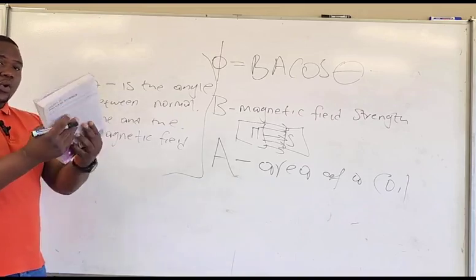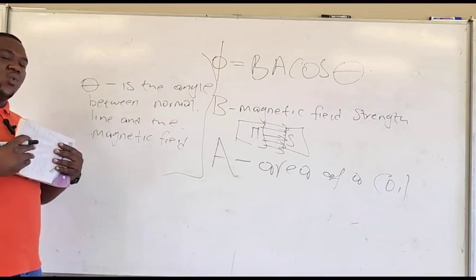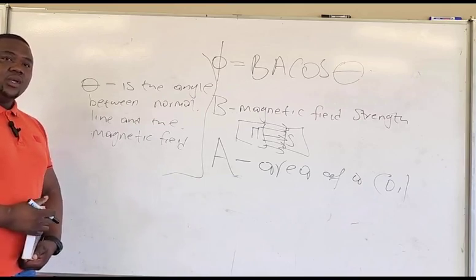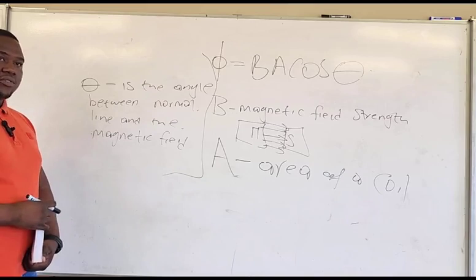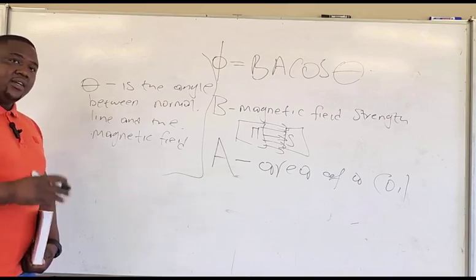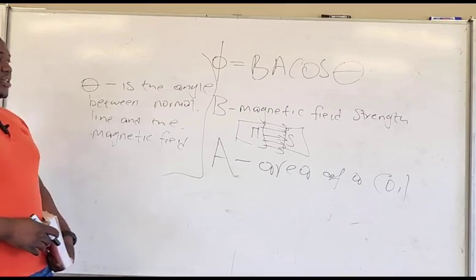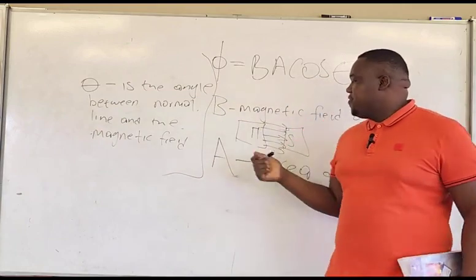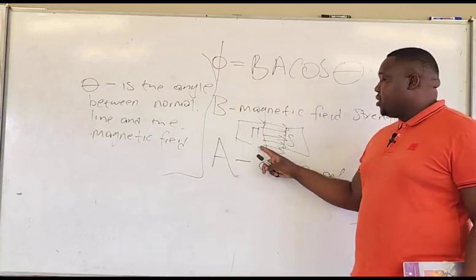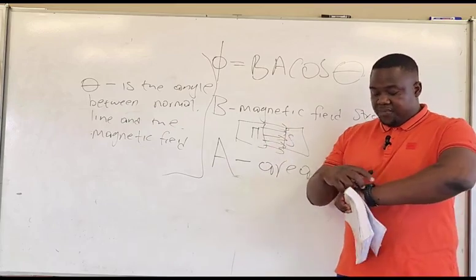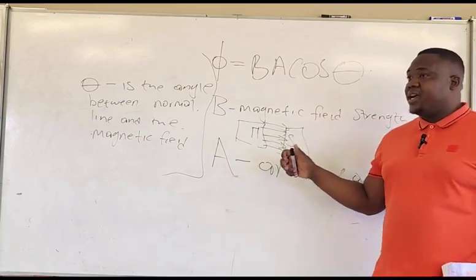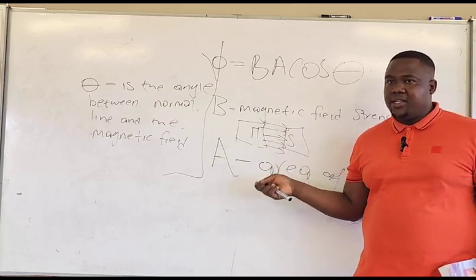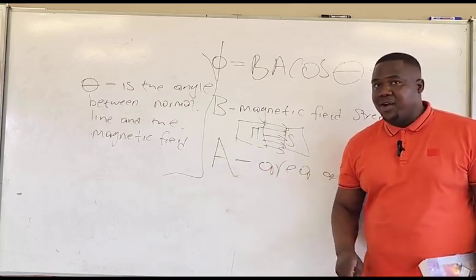The reason I'm holding this book is to demonstrate the normal line. This is something that we demonstrated in electrodynamics for the grade 12s. Although you are grade 11s, it's fine. This will build up to electrodynamics in grade 12. The magnetic field is these lines. You see these lines? These lines are the magnetic field. So theta is the angle between the magnetic field lines and the normal line. I will show you where we find the normal line and how it works.